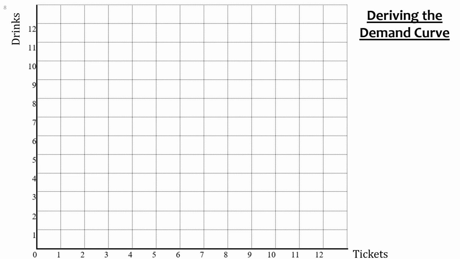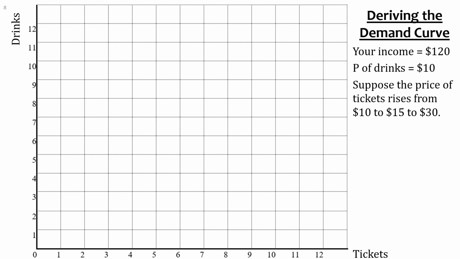We're going to see how to derive the demand curve. You already know the demand curve shows the relationship between price and quantity. Where does that come from? It actually comes from the indifference curve and the budget line. So let's look at our good old example with tickets and drinks. You have $120 of income for these two items. Let's say that's your monthly allowance, and the price of drinks is 10, so that's fixed. We want to see what happens if the price of tickets rises from 10 to 15 to 30.